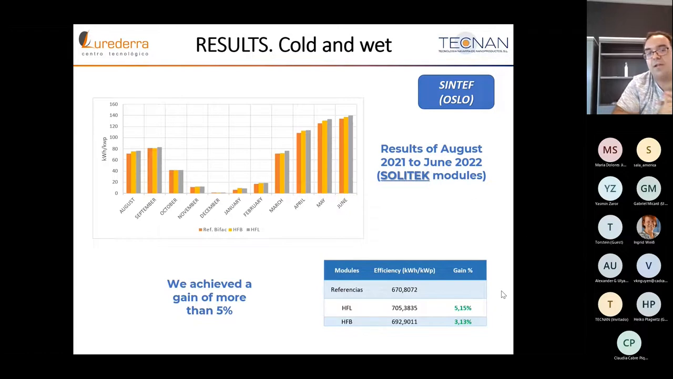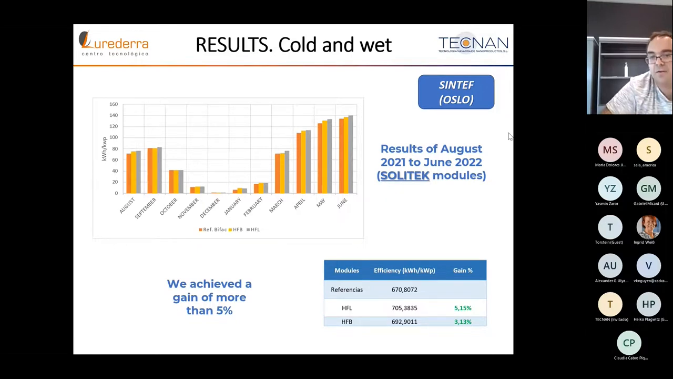More in detail, we achieve a gain of more than 5% with the hydrophilic solution. And furthermore, the hydrophobic shows an improvement of more than 3%. So we think that it is a very good step in improving the production of energy using a simple and easy-to-apply solution of nanocoatings.